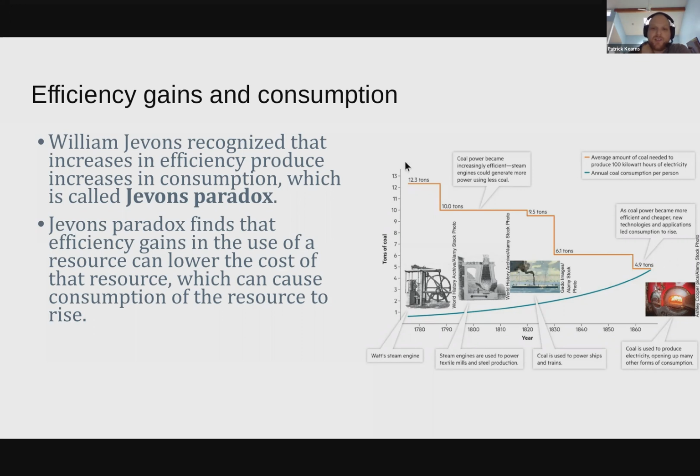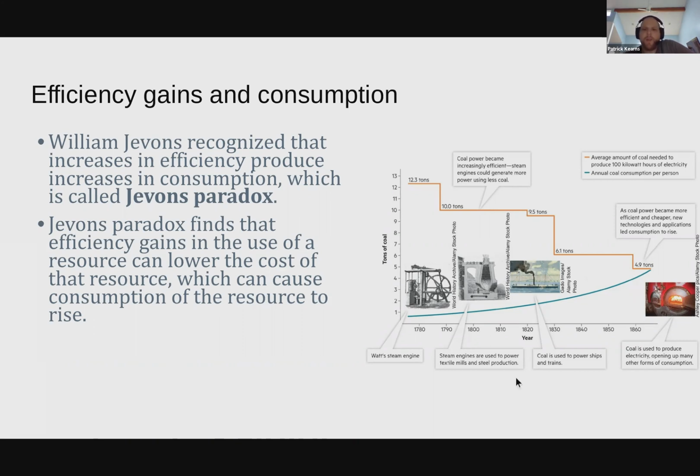But you can look at the tons of coal, and you can see how many tons of coal were being harvested, and then it drops down to 10, and then drops down to 9.5, then drops down to 6, then drops down to 4.9, and this is going from the 1780s to, I was going to say modern times, but the 1860s are obviously not modern times. So spanning the beginning of the Industrial Revolution.